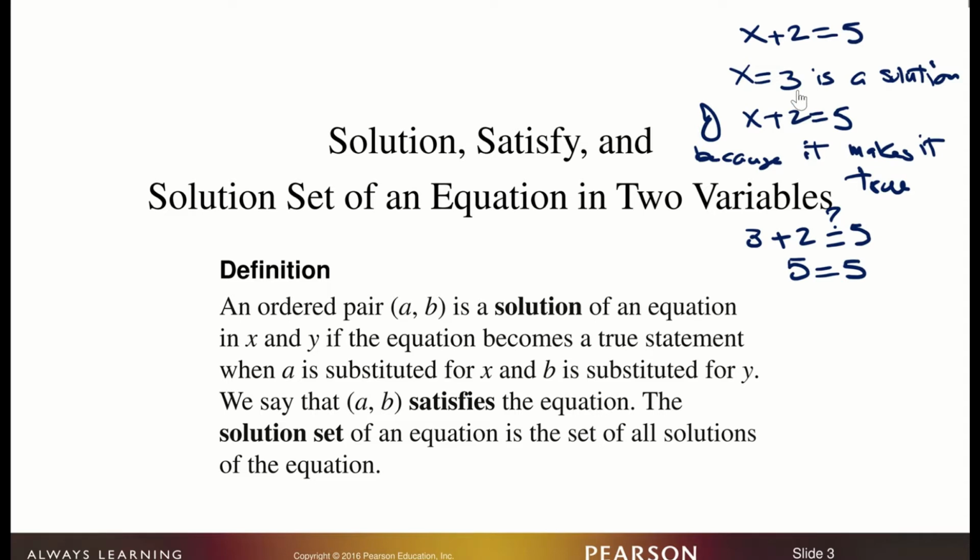Another way of saying that is to say that x equals 3 satisfies. This verb satisfy can be used to describe a solution. We say x equals 3 satisfies the equation x plus 2 equals 5. So when you hear that terminology, it has nothing to do with satisfying, such as a delicious ice cream or anything like that. It just has to do with the fact that it makes the equation true.